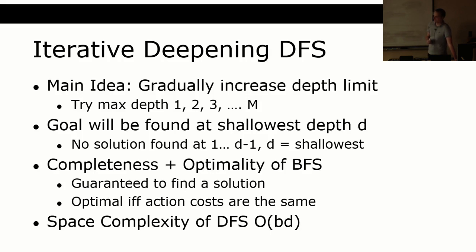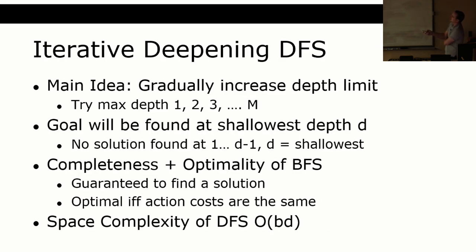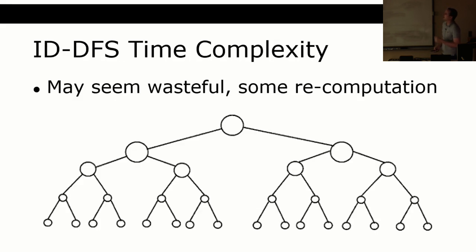However, you might say, well, if we're going from depth 1 to depth 2 to depth 3 to depth 4, that seems like a lot of wasted computation. How can the time complexity be the same? Right? Well, turns out it is, because whenever you're dealing with exponentials, right?